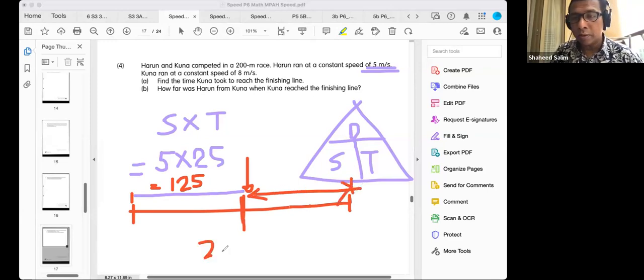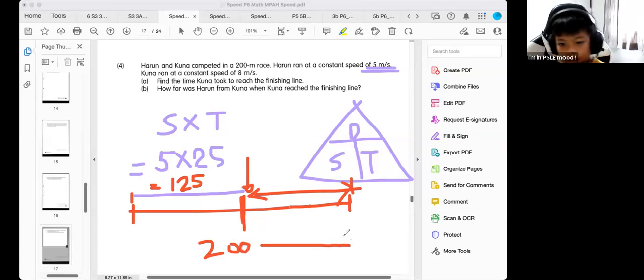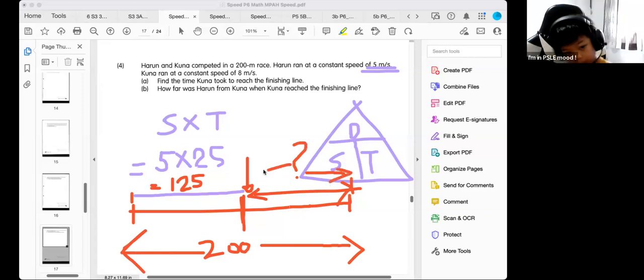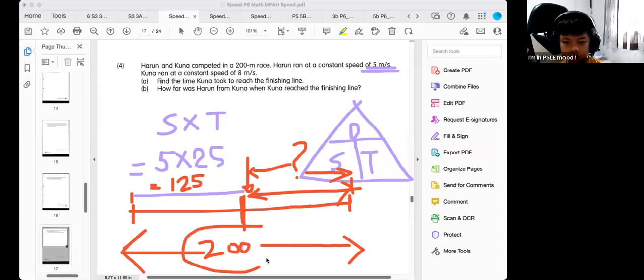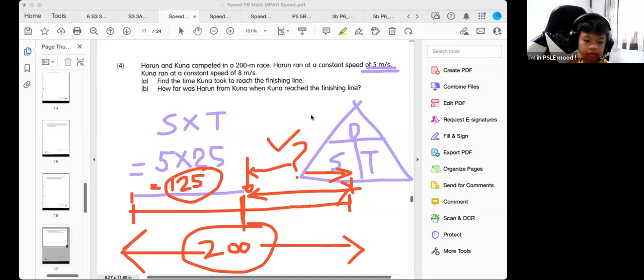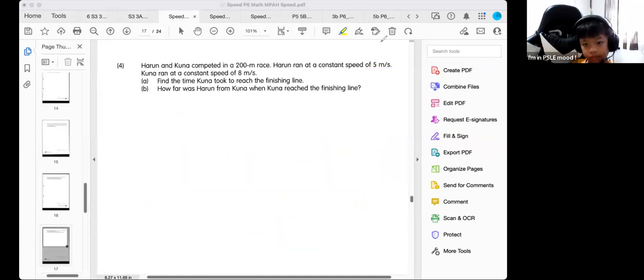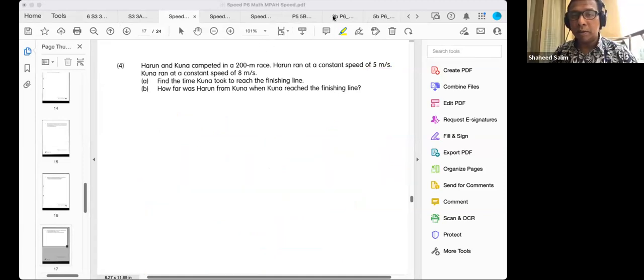Are you there? Hello? Okay, you tired now. What is the distance here? That's what they're asking you. So 125. Yeah, 200 minus 125 lah. So the answer is 75. That's it. Okay, now we go to the next round. Yeah, we go for the papers now.